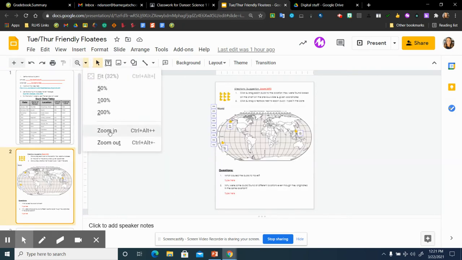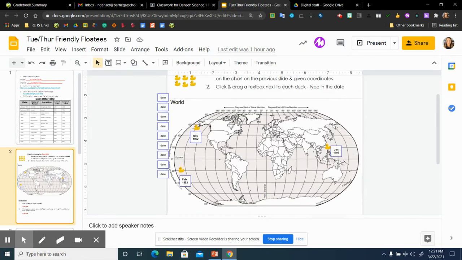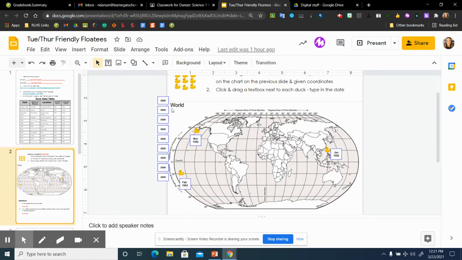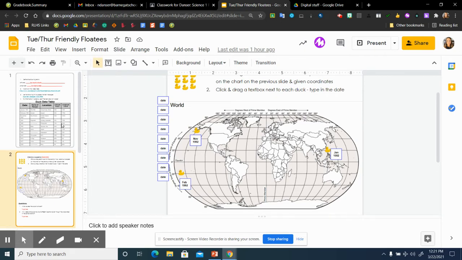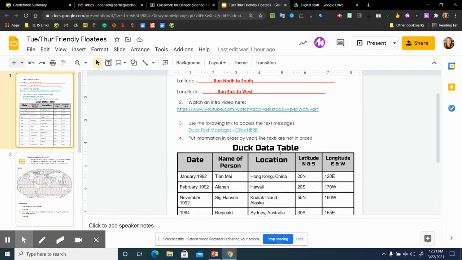the second slide. Use the zoom feature to zoom in a little bit so that you can see the lines of longitude are up at the top. This is the east, this is west. Lines of latitude are along the left-hand side, and that's north and south. So you're going to use the points on the map in order to plot these ducks out.